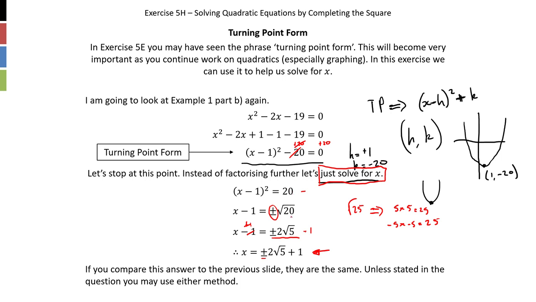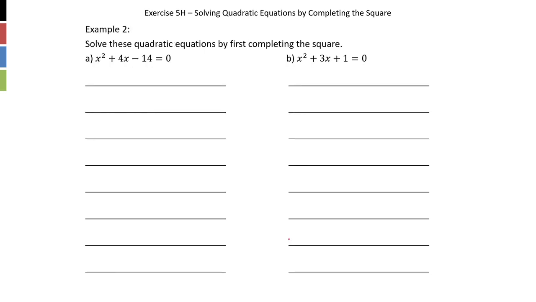Now again, you can use either method unless it says use the null factor law. If it doesn't say you have to use the null factor law, you can use this method as well, which is quite handy. It's about the same in level of steps, but turning point form is handy for graphing. And sometimes it will be quick.